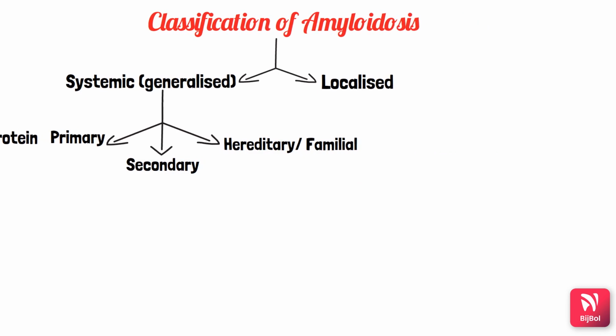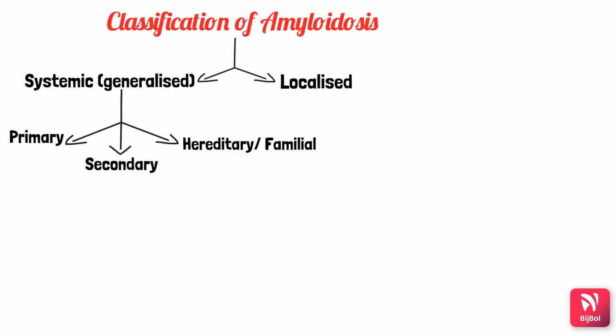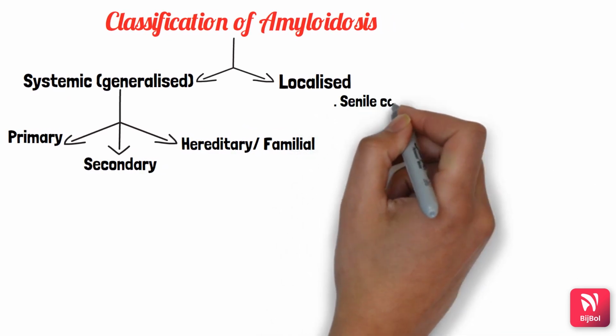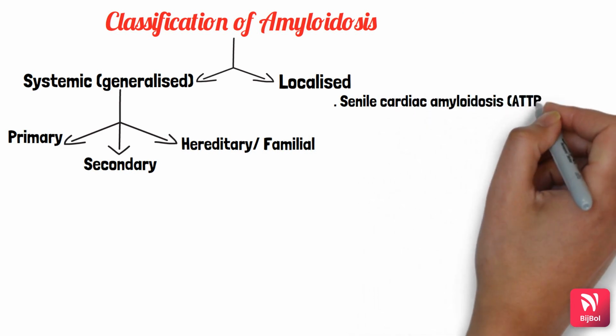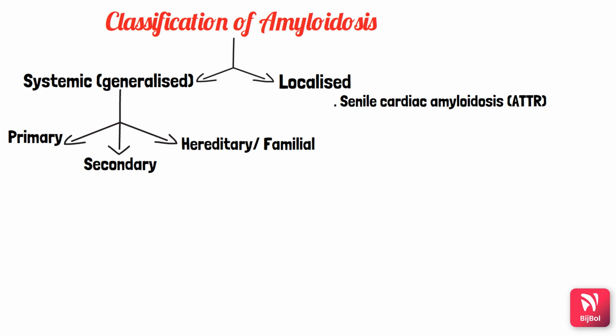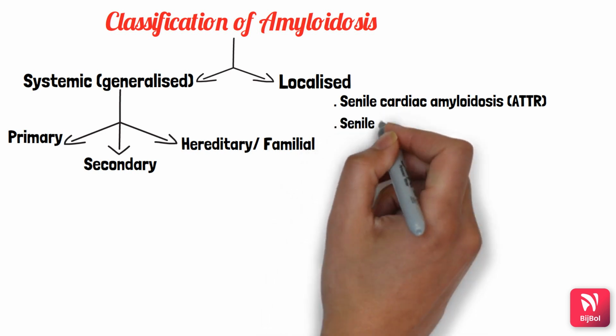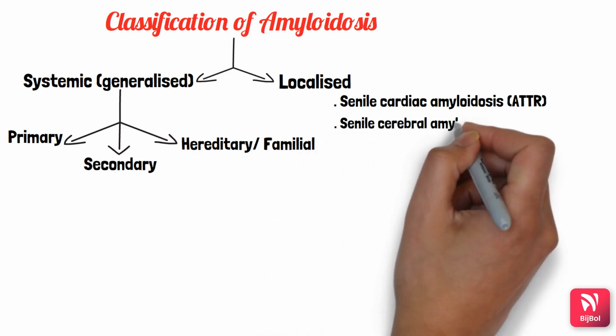Now let's see about localized amyloidosis, wherein amyloid will be associated with a single organ. First one is senile cardiac amyloidosis. Senile means older age group; cardiac means it affects the heart. So it is seen in the elderly age group, and deposits are seen in the heart and aorta. The type of protein seen is transthyretin.